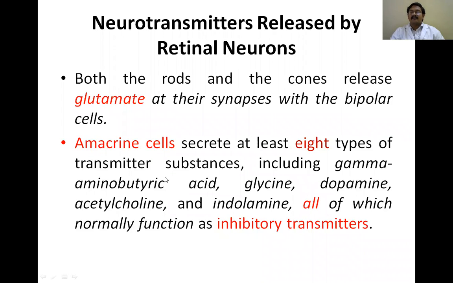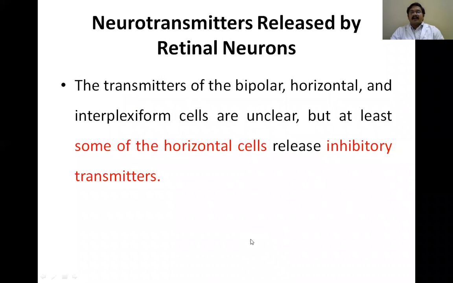The amacrine cells secrete 8 types, while the rods and cones secrete one neurotransmitter, that is glutamate. All of the amacrine transmitters are inhibitory: GABA, glycine, dopamine, acetylcholine, and indolamine. The transmitters secreted by the bipolar cells, the horizontal cells, and interplexiform cells are unclear.